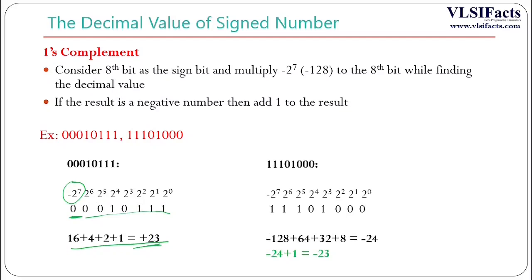Now considering the second example, which is 11101000. In this case also we will multiply minus 2 to the power 7 to the sign bit, that is the 8th bit of the number. Since this is 1 in this case, we will have minus 128, and the remaining bits will be multiplied with their corresponding weights, so we will find minus 24 as the decimal value after the addition. Since the result is a negative number in this case, we will add 1 to the result, and the final result will be minus 23.